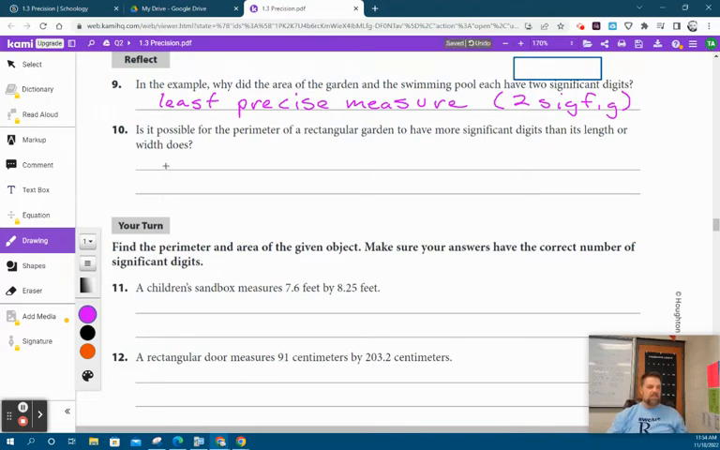All right, so now for question number 10, it says, is it possible for the perimeter of the rectangle garden to have more significant digits than the length or the width does? Yes, it is.